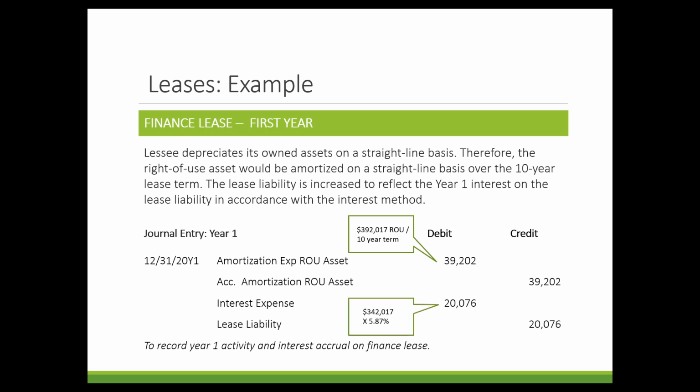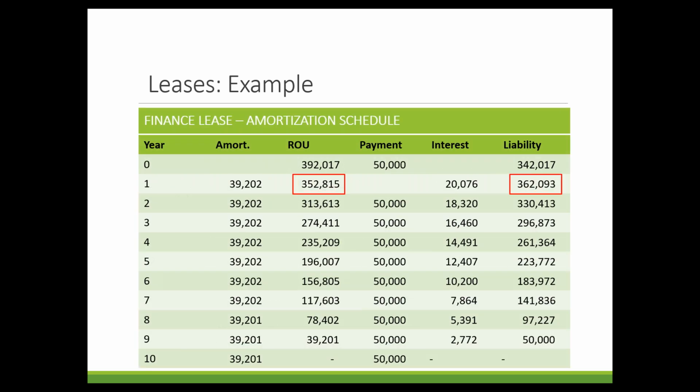And as I mentioned before, the RU asset is just depreciated straight line or amortized straight line, which is just that $392,000 divided by the 10 years. And the interest expense is calculated like normal interest expense: you take the balance of the liability times the interest rate. One thing I want to point out, and this is common for finance leases, is that the right of use asset and the lease liability do not match, and in general, they're not going to match in these examples. This is different from operating leases, where generally the RU asset and lease liability will match.